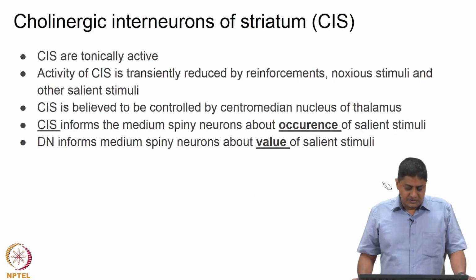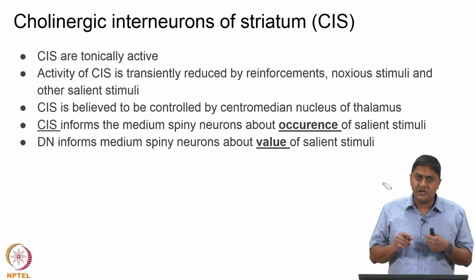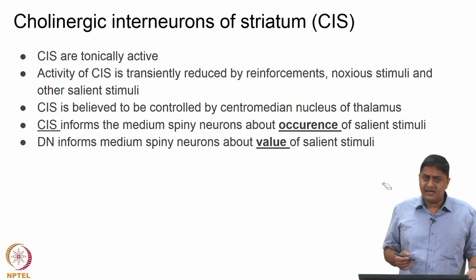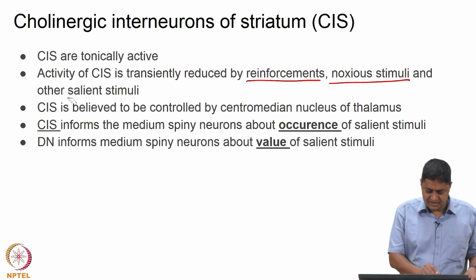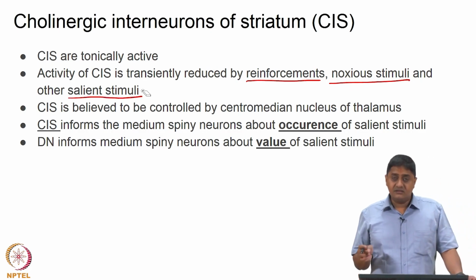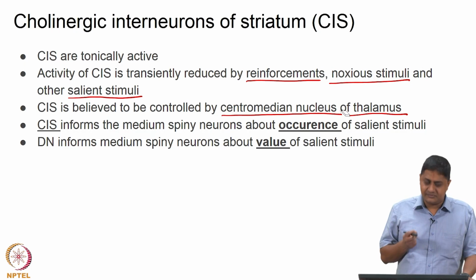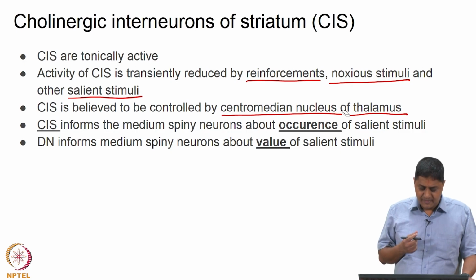What happens with the cholinergic interneurons? Cholinergic interneurons of the striatum are tonically active, they are actually involved in multiple networks. So, they are well connected, so to speak, and their activity is transiently reduced by reinforcements or noxious stimuli and other such as salient stimuli, right. And it is believed that the activity of the cholinergic interneurons of the striatum is controlled by the centromedian nucleus of the thalamus. Not very clear how, why, what is the purpose, how exactly this happens continues to be studied.